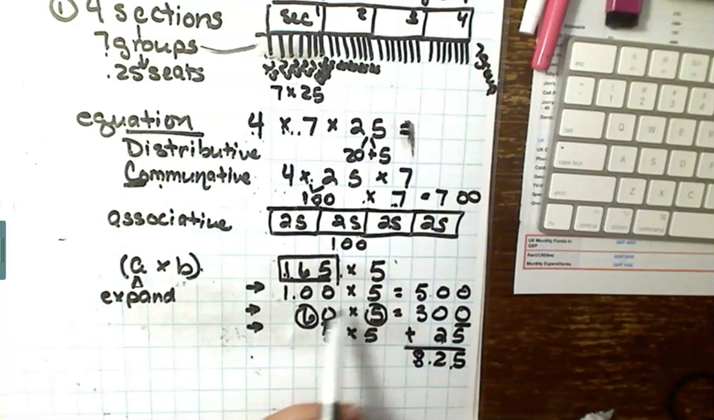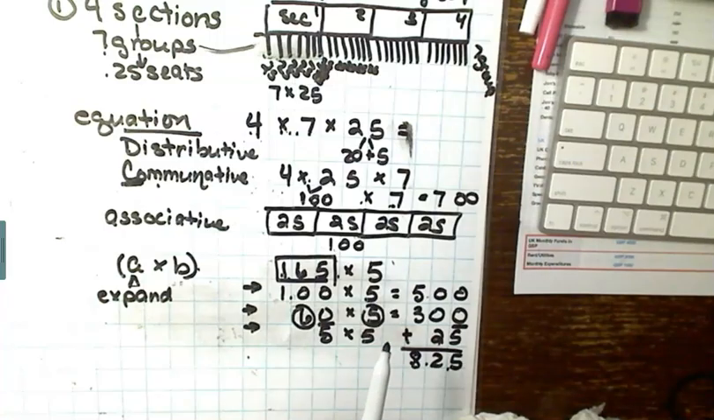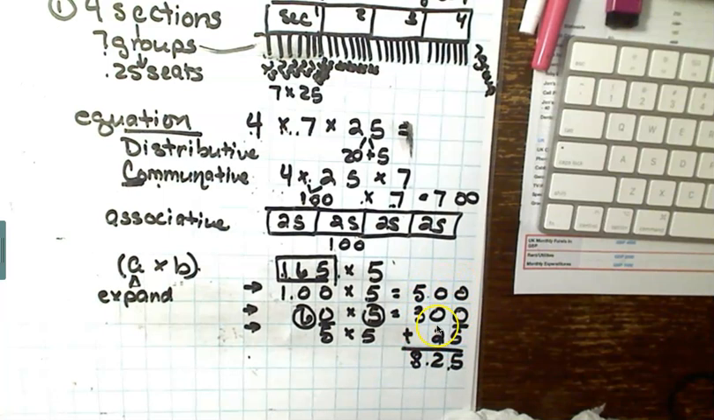This was using that expanded form, which is also called partial product. It's also called partial product because this is part of the product of 165 groups of 5. This is part of the product, and this is part of the product. Then I took all those partial products and I added them together.